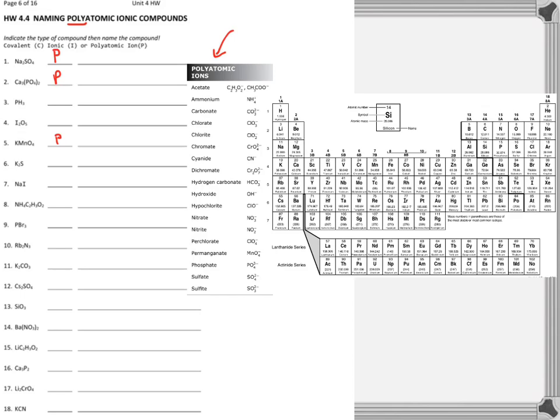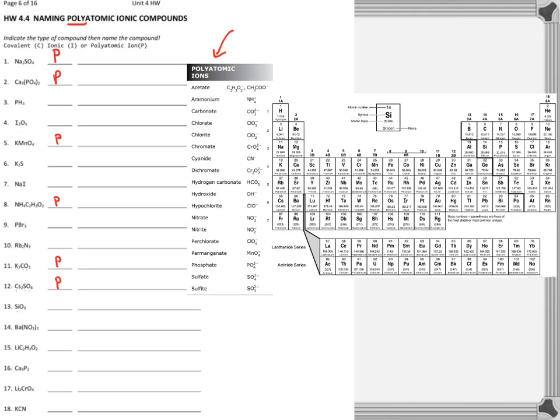Number 7, not a polyatomic ion. Number 8, wow, that is a huge one. There are 1, 2, 3, 4, 5 elements. That is definitely going to involve polyatomic ions. Number 9, no. Number 10, no, because there are only 2 elements. 11, let's count them. We have 1, 2, 3. Yes, we're going to have a polyatomic ion involved in there somewhere. Number 12, yes, we have 1, 2, 3 elements, so we have a polyatomic ion.